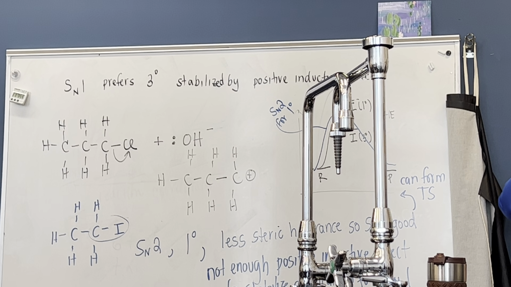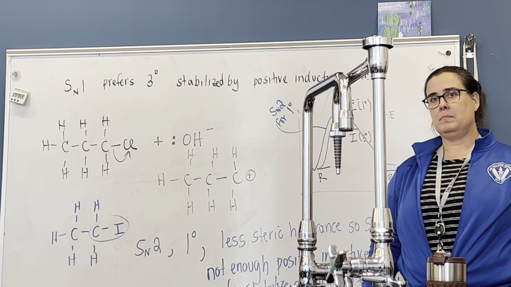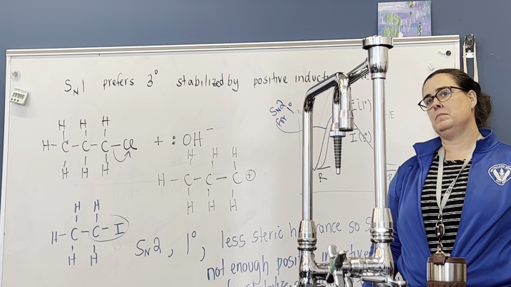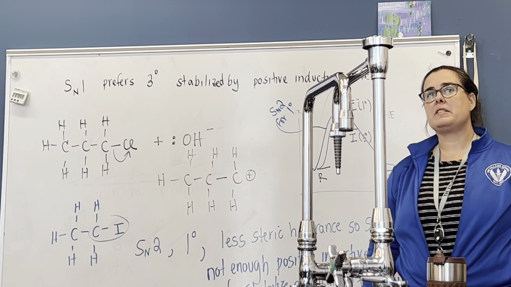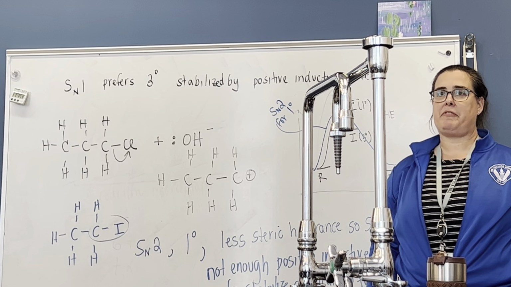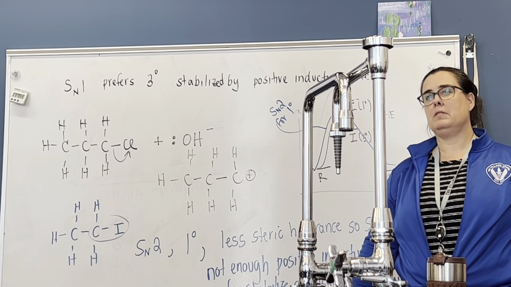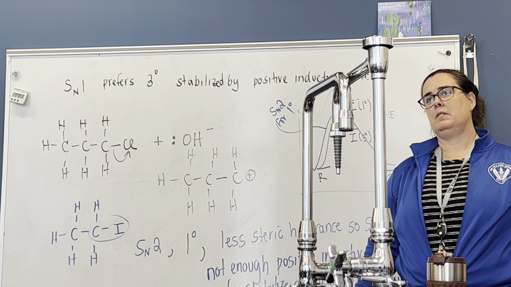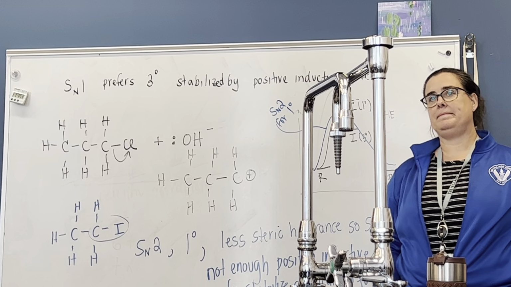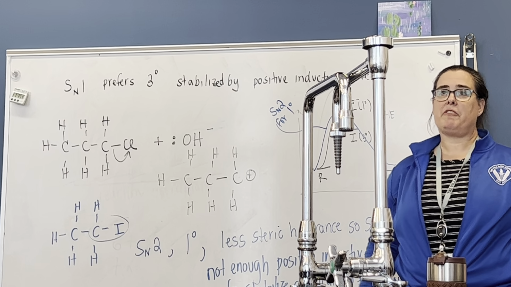So SN1 will be for tertiary haloalkanes, and that's because of the stability of the carbocation by the positive inductive effect. And then SN2 will be for primary haloalkanes because of the steric hindrance, or less steric hindrance, and no positive inductive effect to stabilize it.